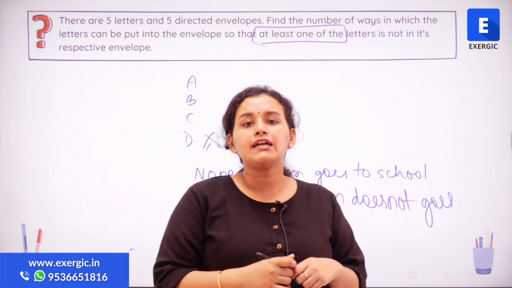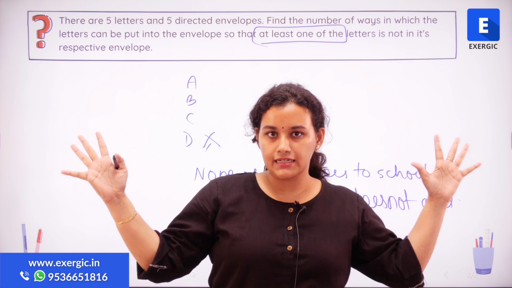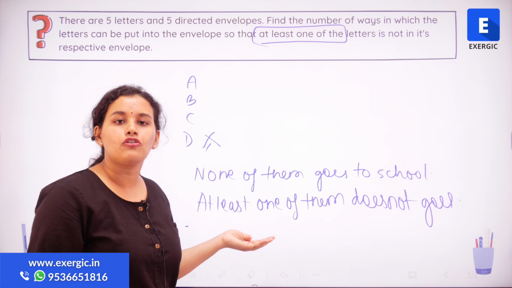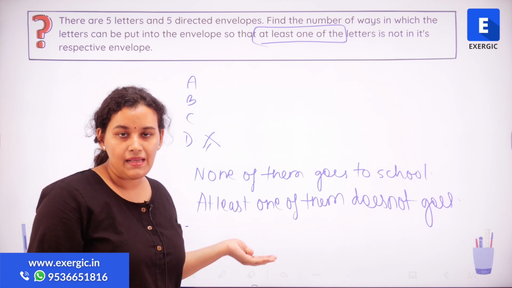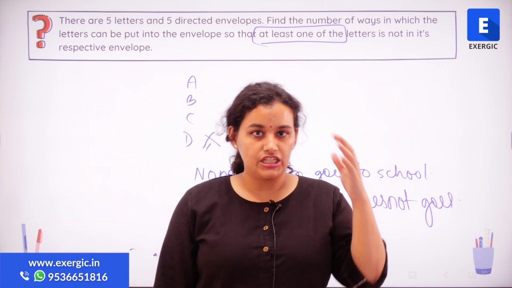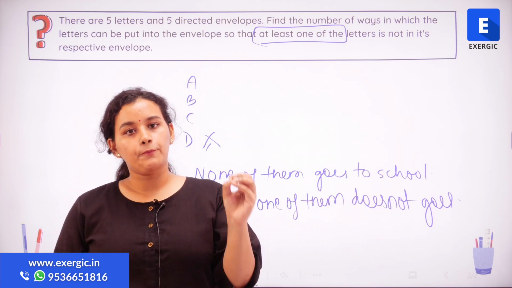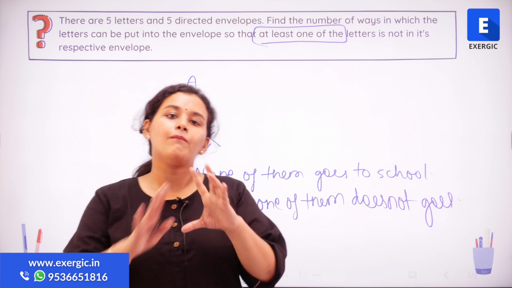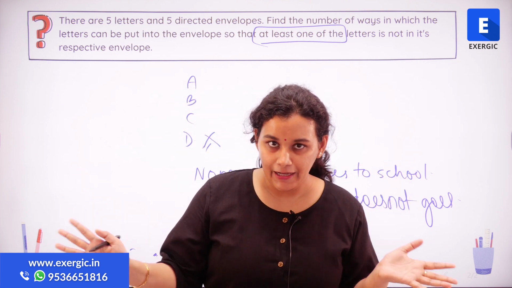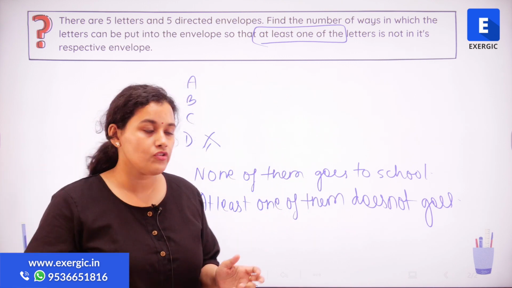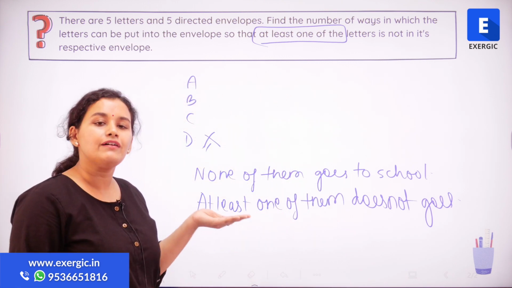So we have to think about all the total cases that are there and then exclude the case which is not a part of this at least one. And in permutation combination, whenever you have questions of at least one, this is what your approach should be. You have to think about all possibilities that are there in totality and then exclude that part which does not belong to the set of at least one.